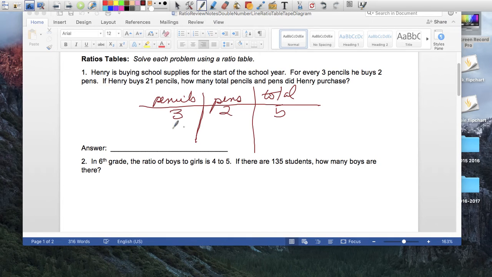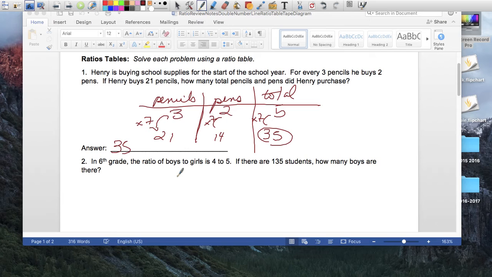What happens when there's 21 pencils? How many pens will I have, and what's going to be my new total? So the relationship here is a times 7 relationship, so everything is going to be times 7, giving you 14. This is going to be also times 7, giving you 35. So how many pencils and pens did Henry purchase at the end of the day? 35. And you can confirm this because 21 plus 14 is indeed 35.